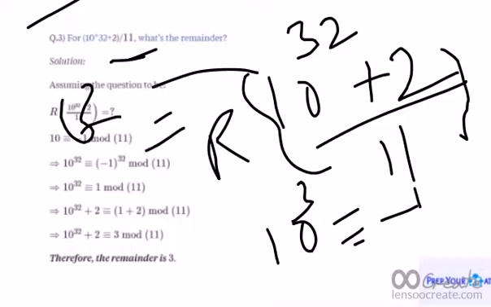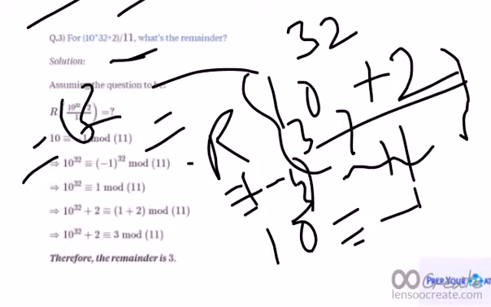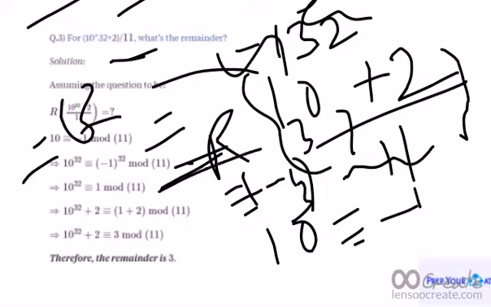Now we need 10 raised to 32, but we have 10. Raising to the power 32 on both sides, we get 10 raised to 32 is congruent to (minus 1) raised to 32 mod 11. Now minus 1 raised to an even power is always 1. Considering that, 10 raised to 32 is congruent to 1 mod 11. Now we need 10 raised to 32 plus 2, so adding 2 on both sides, we get 1 plus 2 mod 11. 1 plus 2 is 3, and 3 is less than 11. Therefore, the remainder is 3.